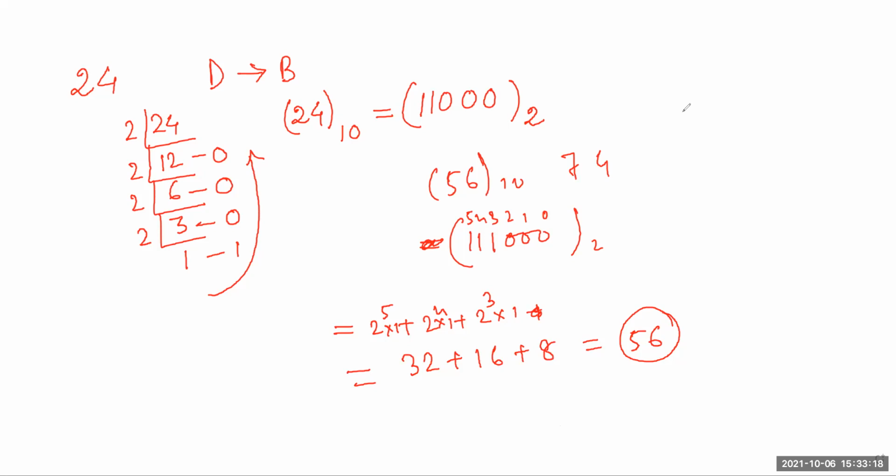But for the case of decimal to octal, 24 is divided by what? 24 is divided by 8. Why 8? Sir, because for octal it is 8. What is the base of octal? The base is 8, so here we have to divide by 8. So when we divide by 8, we get 3 and the remainder is 0.